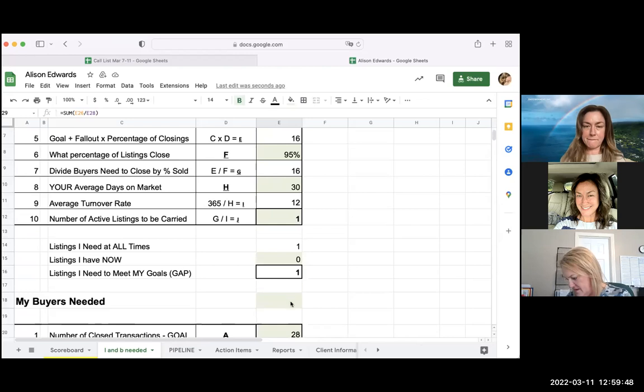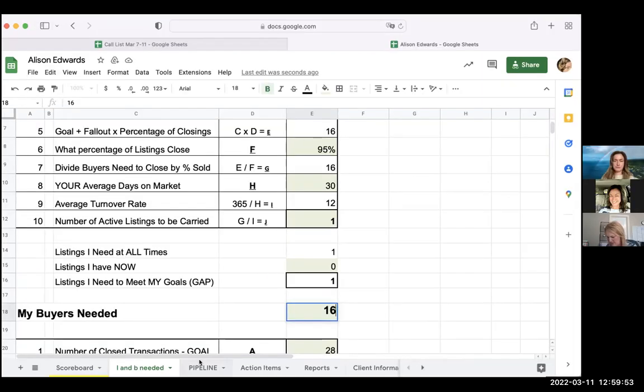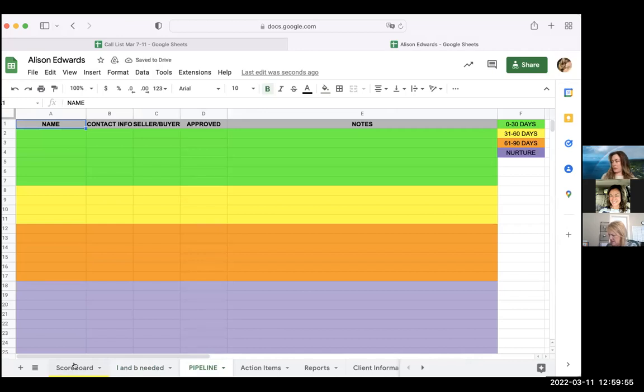I was trying to find my pipeline. I wrote it down. Okay, and right here, if you look on this sheet where it says pipeline down there, that is where you're going to put your pipeline in.